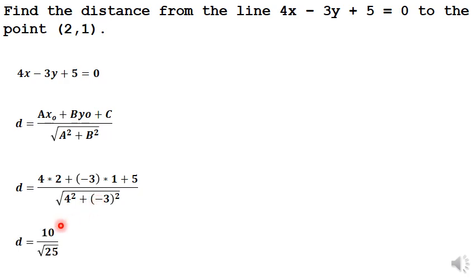So we'll have 10 over square root of 25. Square root of 25 is 5. So 10 divided by 5 is equal to 2.